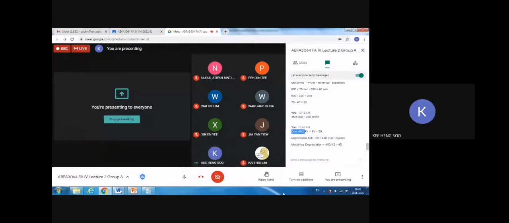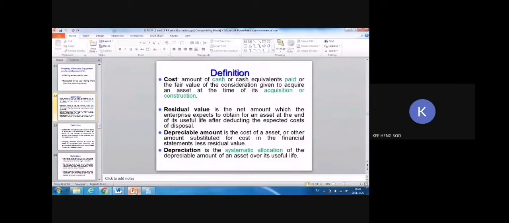Cost is the original price. Residual value is at the end of the useful life, you can sell for 50. So within these 10 years, you're going to lose 450. This is called depreciable amount, the amount that can be depreciated over the 10 years. So each year will be 45. Now you get the matching concept already, depreciation. So far so good. You get these 4 definitions done.